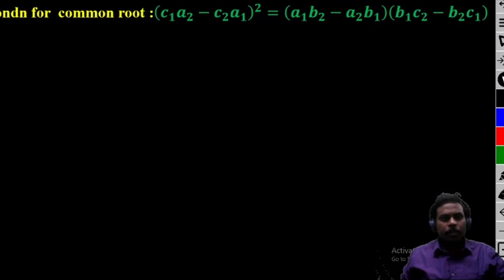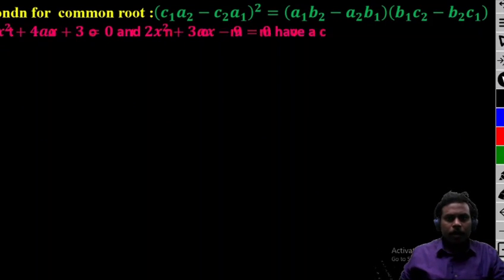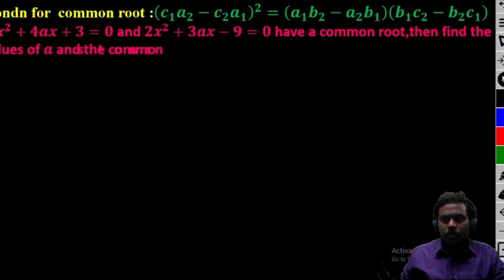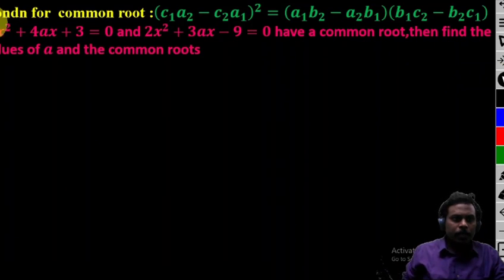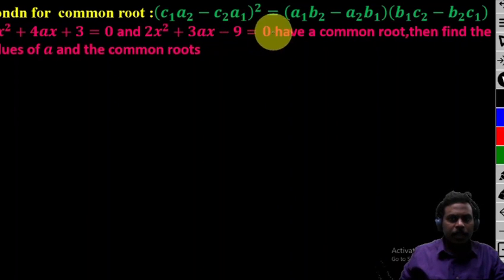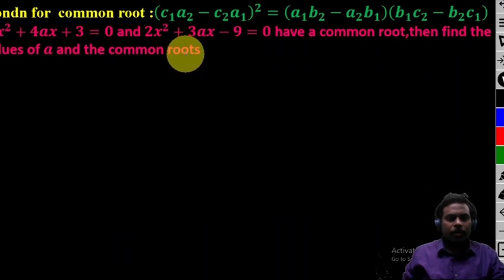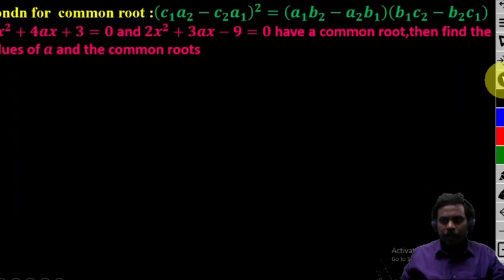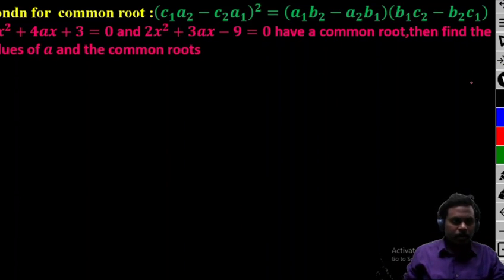Okay, let us solve one more problem on condition for common roots. Okay, here is the problem. If x square plus 4ax plus 3 is equal to 0 and 2x square plus 3x minus 9 is equal to 0 have a common root, then find the values of a and that of common roots actually. Okay, let us find out the solution for this.